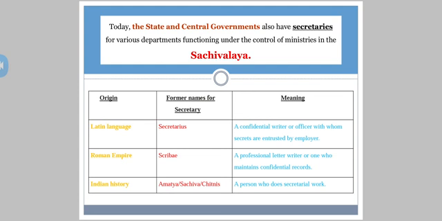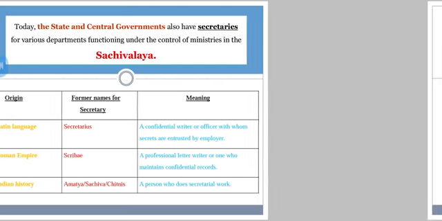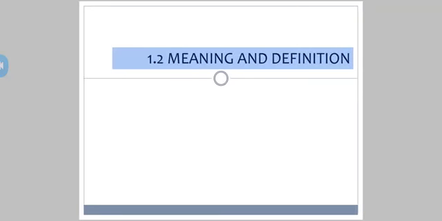So now we have a clear idea in our mind that there is one person who has been working since long, and there were different names given to them, but their work was to write letters for others, to maintain the secrets of other persons, and to do other secretarial work. Now we are going to move ahead with the meaning and definition.